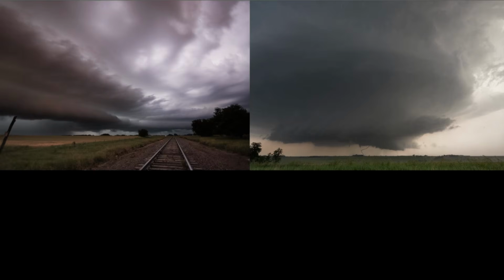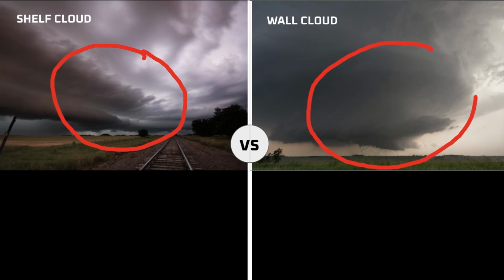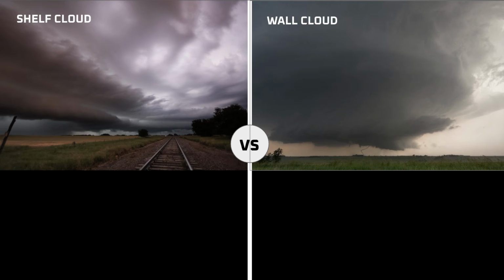This is an image I captured back in Lincoln, Nebraska, here on the left. This is a shelf cloud back in 2015. And then this image on the right is a wall cloud from the Coleridge Day back in 2014. This specific area is the wall cloud hanging down under the storm base. And I'm going to show you how to spot the differences here.